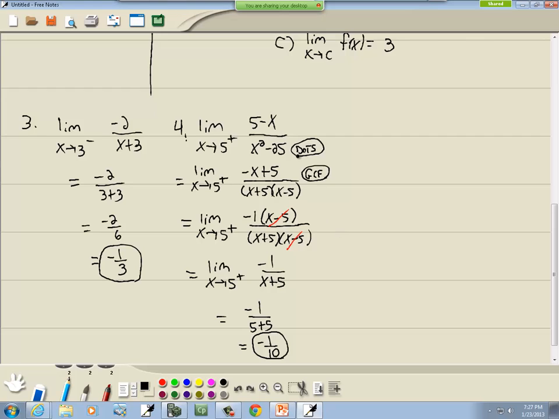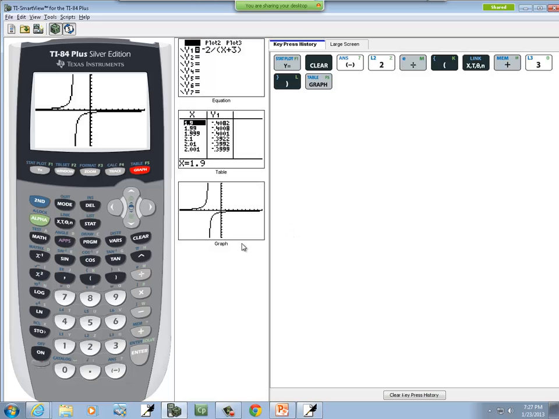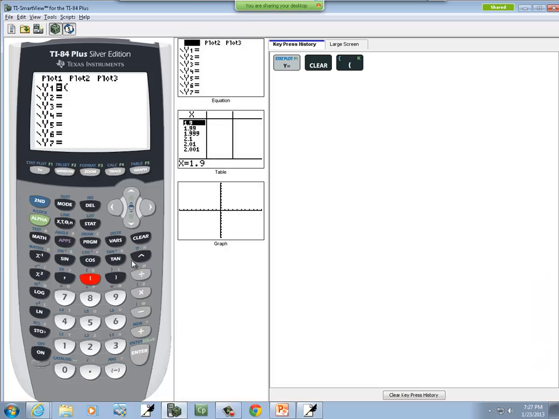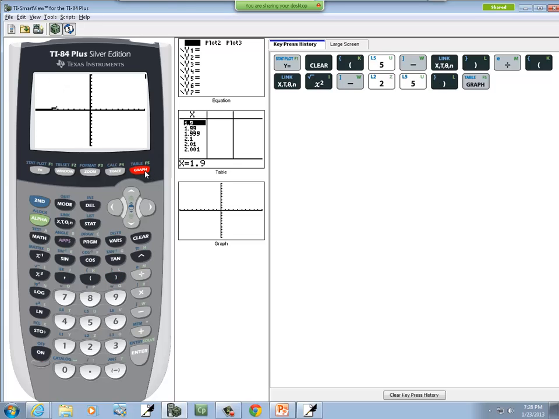Okay, now if I were to graph this original problem up here, go back to y equals. Y equals, press clear, put parentheses on top, 5 minus x, close parentheses, divided by, parentheses around the bottom, then x squared minus 25, close parentheses, and then graph.